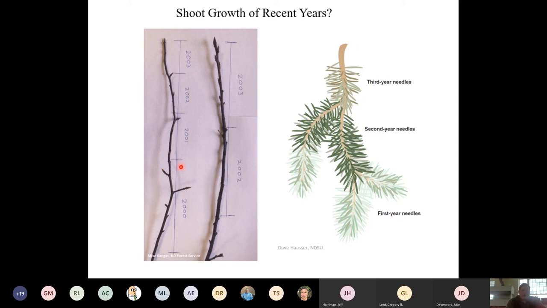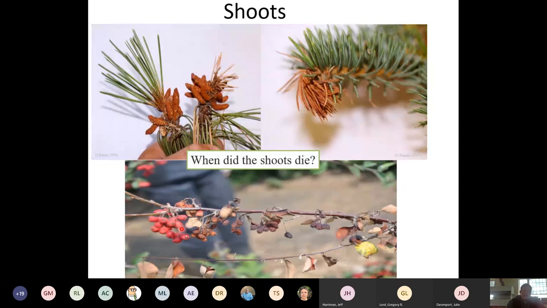So again, this is with hardwoods. With the softwoods, here's the first year needles, second year needles, third year needles, a way to look at annual growth. Very good skill to have when you're diagnosing disorders in trees. Another thing to consider is, when did shoots die? Again, this goes along with phenology, some of those questions to ask landowners at the beginning that I went over.